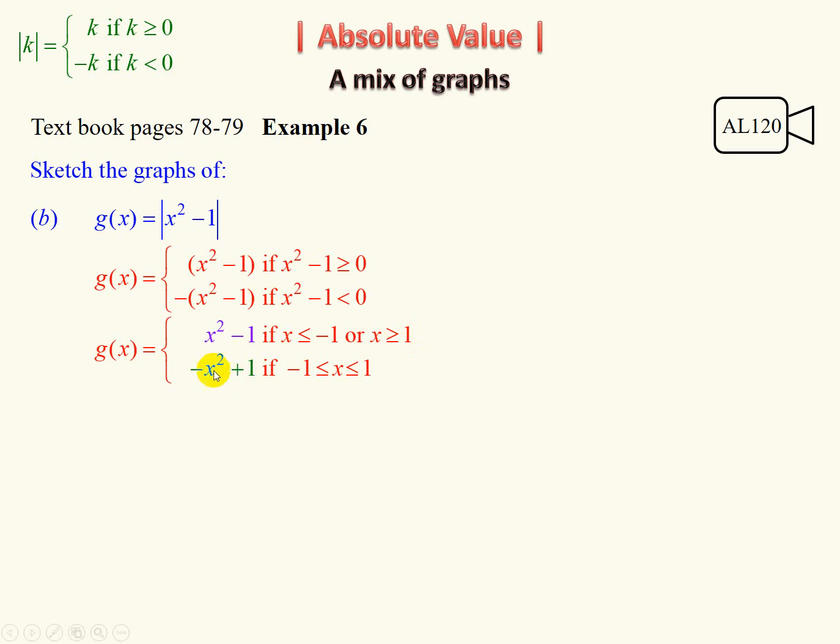For x squared minus 1 less than 0, and for that to be the case, x squared must be less than 1. So x is between negative 1 and 1. Sorry, in fact the or equal to shouldn't be there by the definition, but it doesn't matter too much.